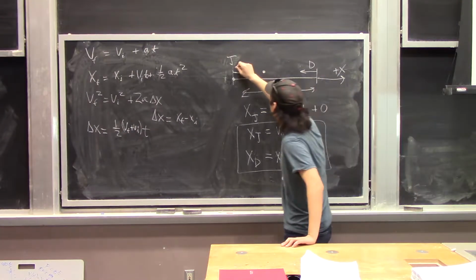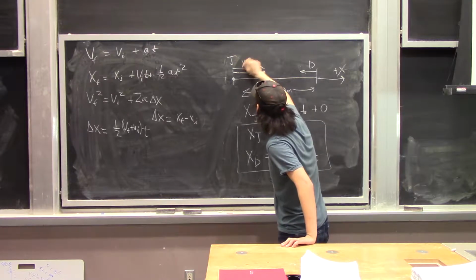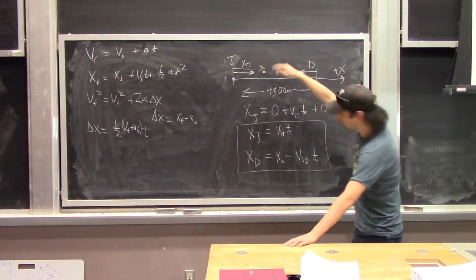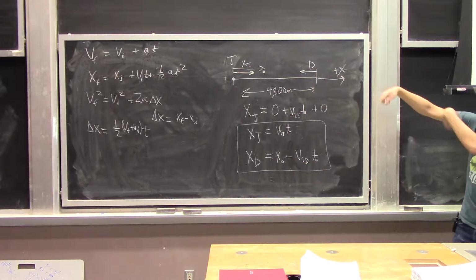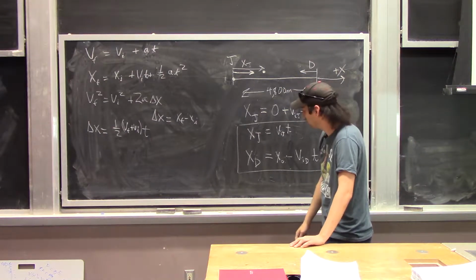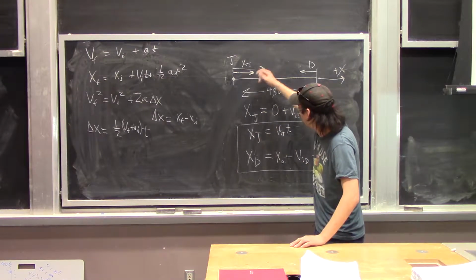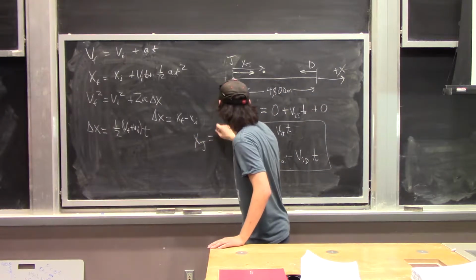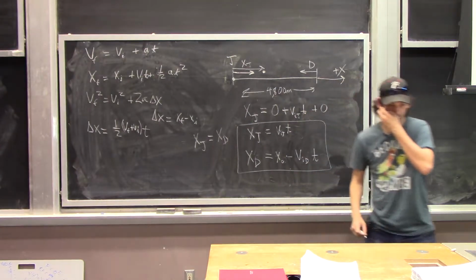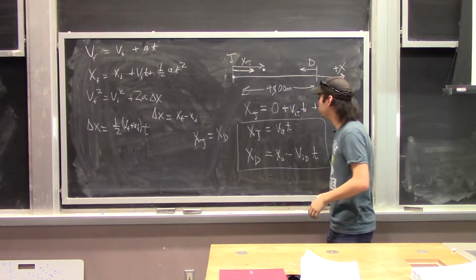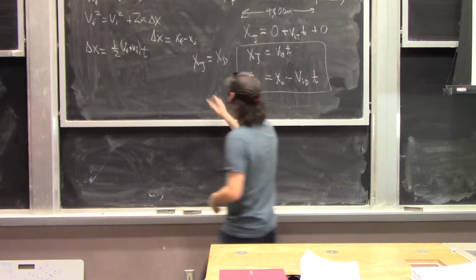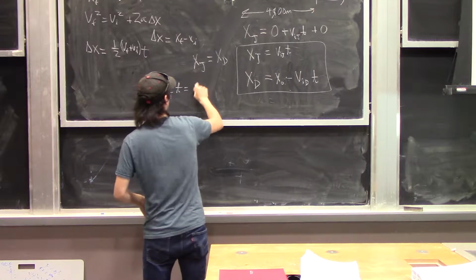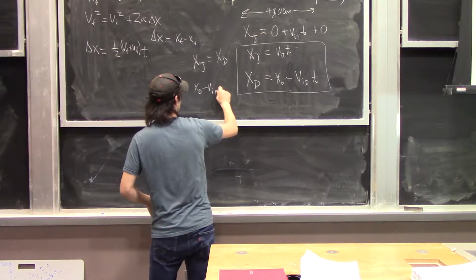And so what that means is if this represents Jimmy's position, I have another arrow that can represent David's position, and if they're in the same place at the same time, what that means is that xj is equal to xd. Okay? And so what that allows me to do is set these two equations equal to each other. So v I j t is equal to x0 minus v I d t.